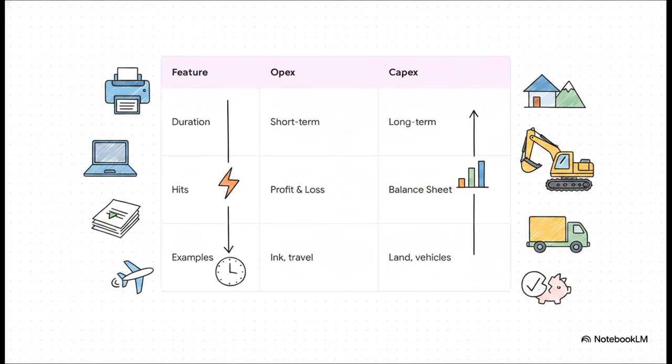Now, on the right side, we have Capex, or capital expenditure. These are your long-term investments, like land, heavy machinery, or delivery vehicles. These hit the balance sheet as an actual asset. Honestly, mastering this simple distinction is your absolute first line of defense against financial disaster.